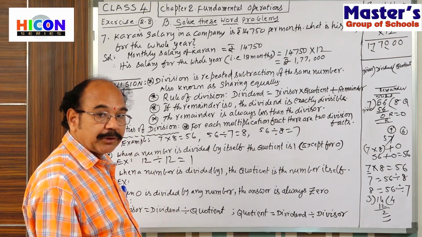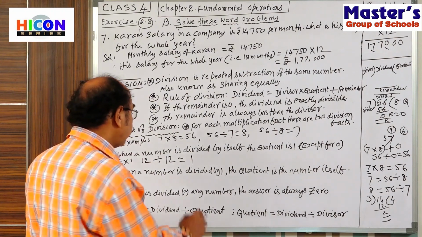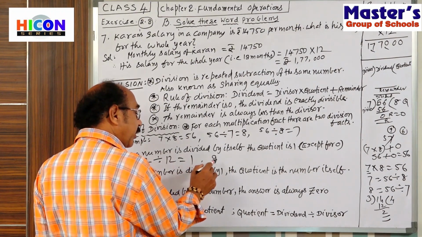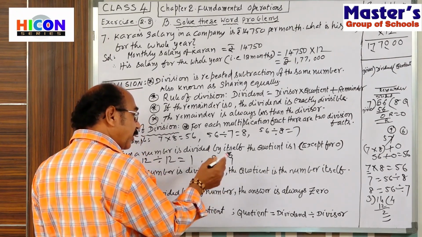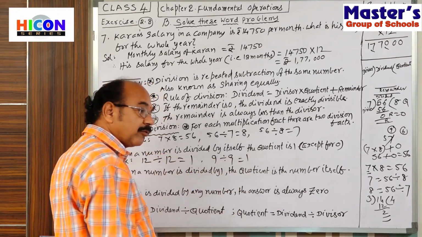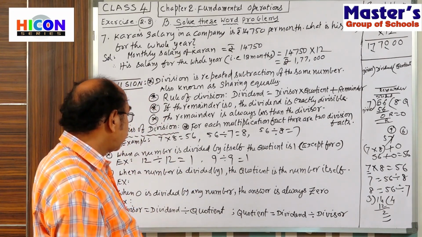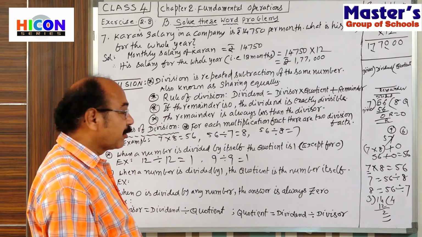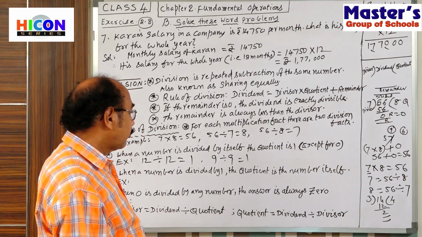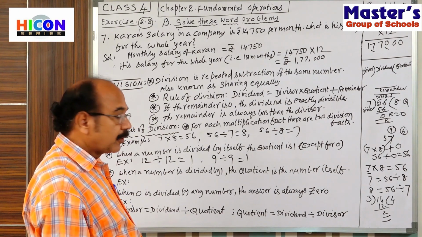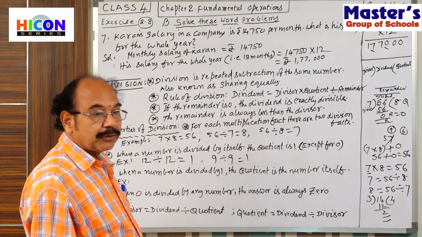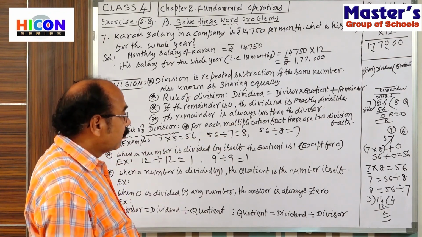Not only in this example. In any example you can see. For example, take 9 and divide it by 9 itself. 9 ones are 9. That's why when a number is divided by itself, the quotient is 1. Except for the number 0. Okay.